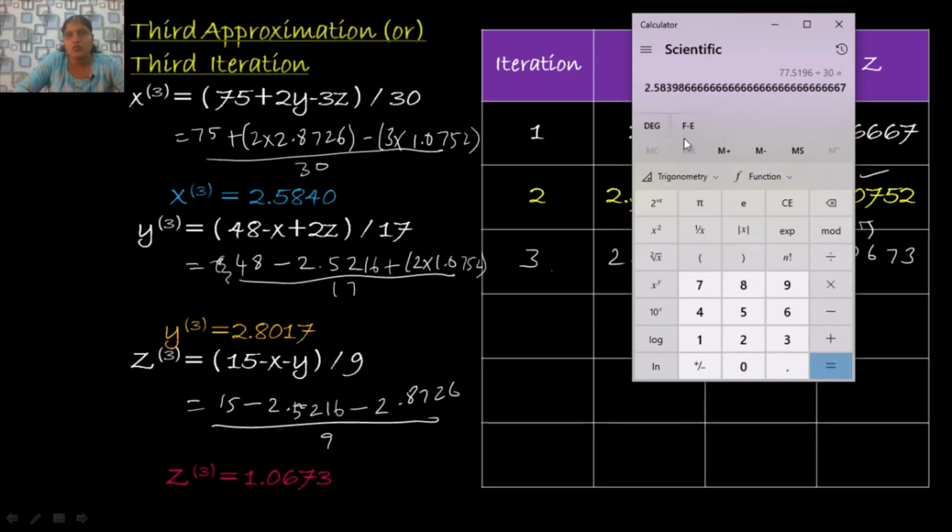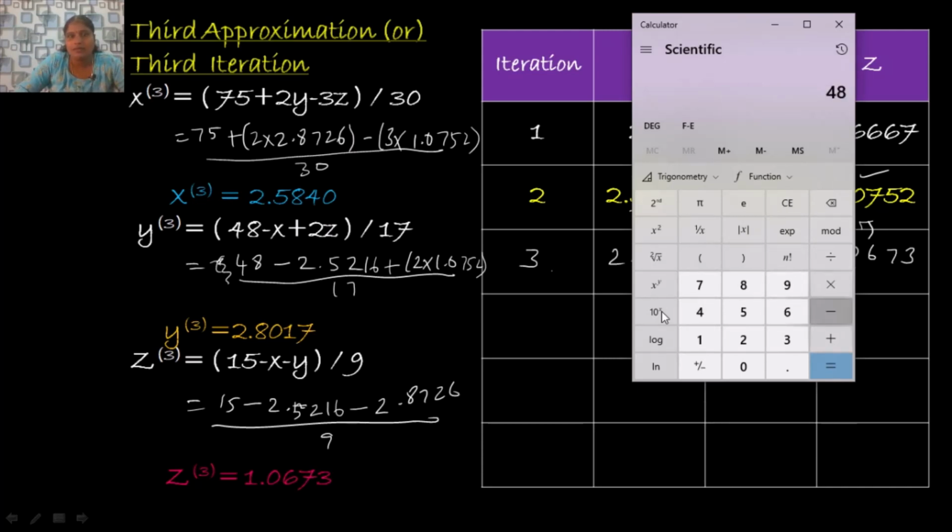So you get 2.5839866. So you have 2.58. So in the fifth decimal we have 8. So add 1 with the previous decimal, 39 becomes here 40. So 2.5840.